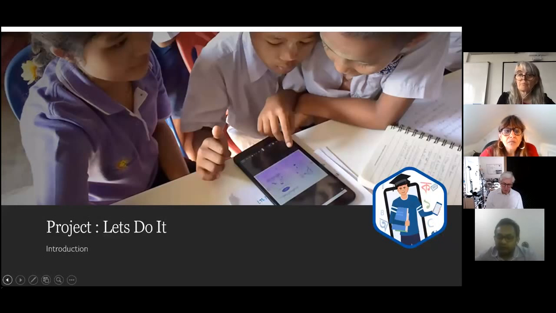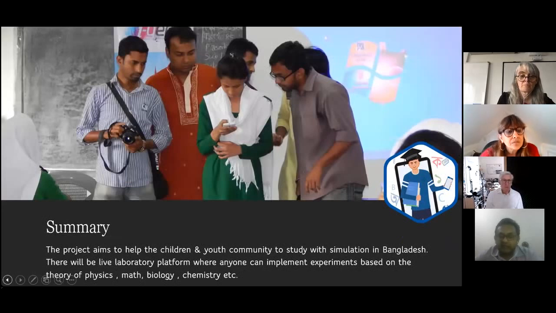So here we are talking about project Let's Do It. In the introduction, what we are proposing is that in Bangladesh, the children and youth community don't get life literacy or life simulation or practical knowledge. So we are proposing a PhET simulation with a different perspective, because they have a license procedure. We will buy this license and use it in Bangladesh in our own language, where 98% of students are educated in our own language rather than English. English is taught in schools as a subject, but not as the medium of instruction.